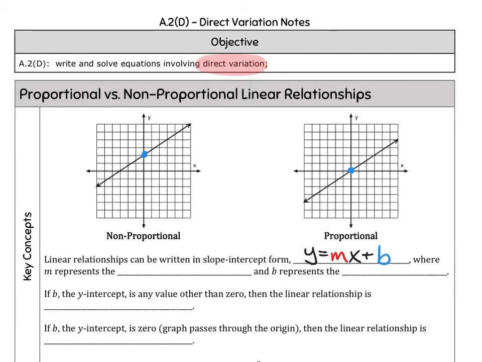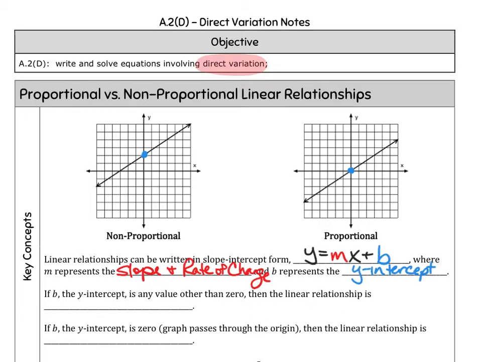where m represents the what? Does anyone remember what that m stood for? Slope. Does anyone think of a second vocabulary word that slope also means? Rate of change. Nice. So slope and rate of change, those mean the same thing. And what does the b represent? The y-intercept. That's why it's called slope-intercept form, because it shows you the slope and the y-intercept.